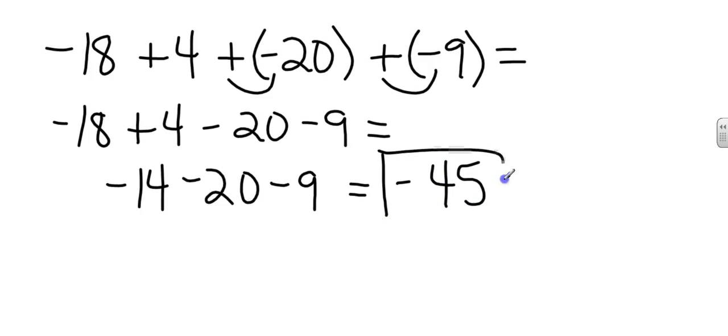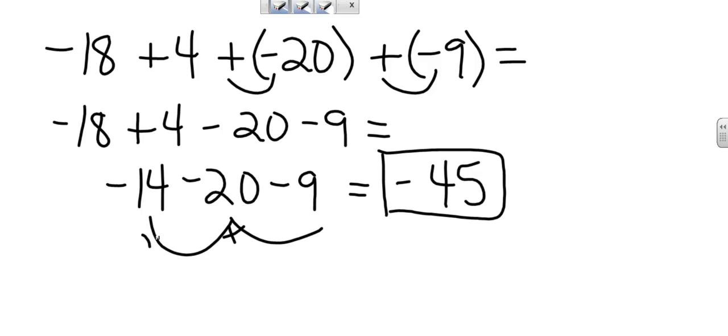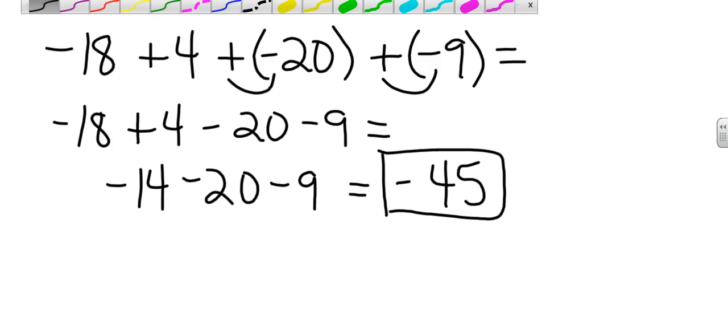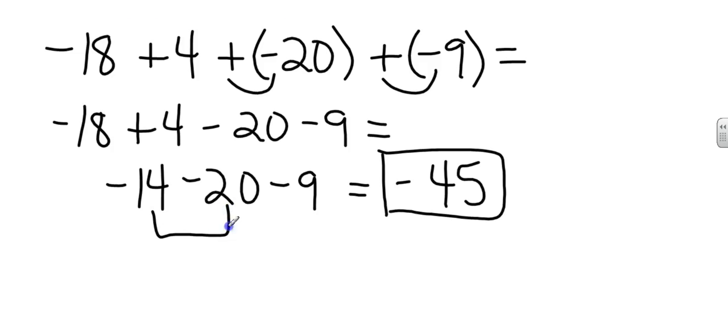So whenever you have a double loss, a triple loss, a quad loss, whatever the case may be, and they're all negative, your answer will be negative, and you can just add 14 plus 20 plus 9. Take that, add it to that, and then add it to that. Negative 45.